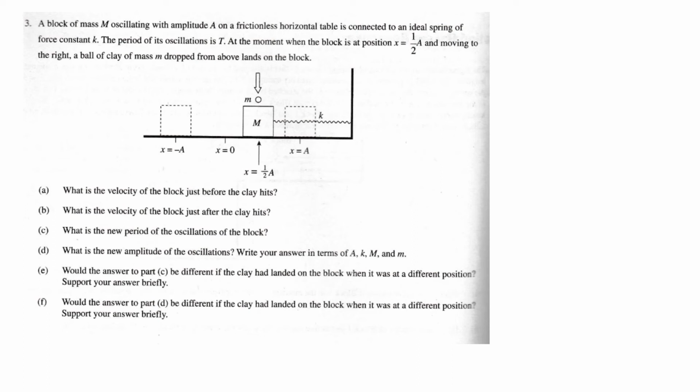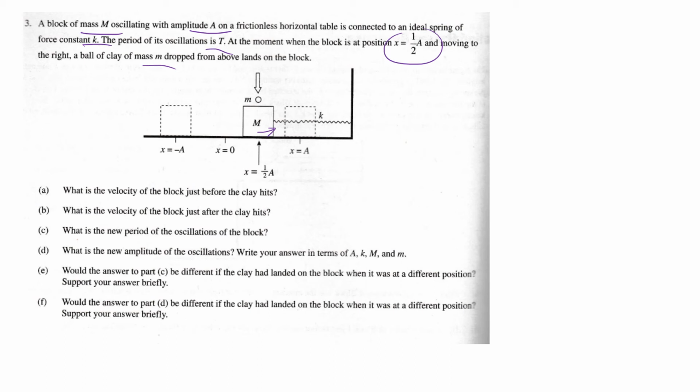Let's do it. Okay, so a block of mass big M oscillating with an amplitude of A on a frictionless table is connected to an idealized spring with a force constant K. The period of oscillation is T. At the moment when the block is at position half A, it is moving to the right. A block of clay of mass little m is dropped from above and lands on the block. Nice, so beautiful. All right, so we'll start at the tippity top over here. What's the velocity of the block just before the clay hits?